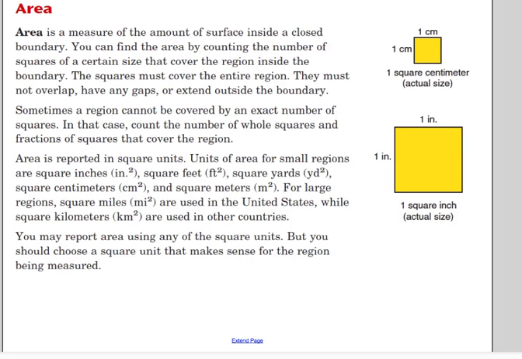And because of that, when we report areas, we talk about them as inches squared or feet squared, yards squared. It's two-dimensional. We've got one dimension times another dimension. Since it's two-dimensional, we need to have that little exponent 2 after the unit.